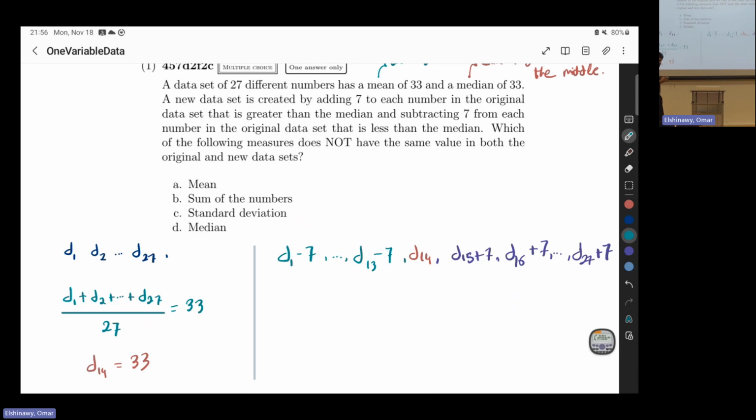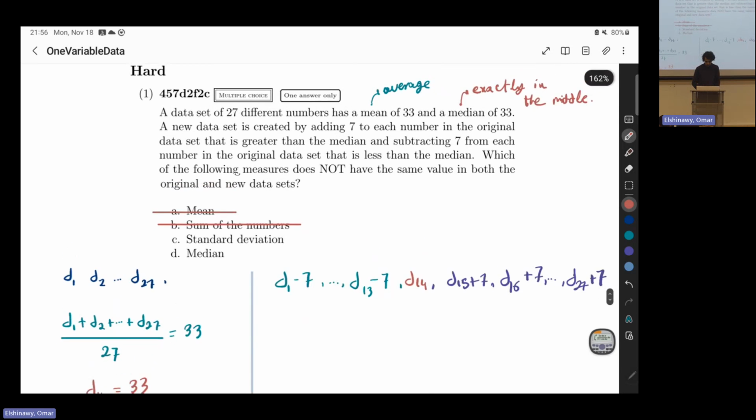And the number of digits did not change either. So we're still dividing by 27. Still have 27 digits. And so the mean has not changed either. So it's not the mean, not the sum of numbers, and it's not the median, because the median is the number that's right in the middle, right?